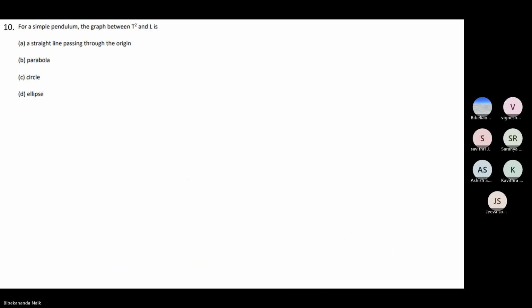Then the last question of today's session. For a simple pendulum, the graph between T square and L is whether it is a straight line passing through the origin, whether it is a parabola, whether it is an ellipse, or whether it is a circle. So can anyone tell me what will be the graph between T square and L?